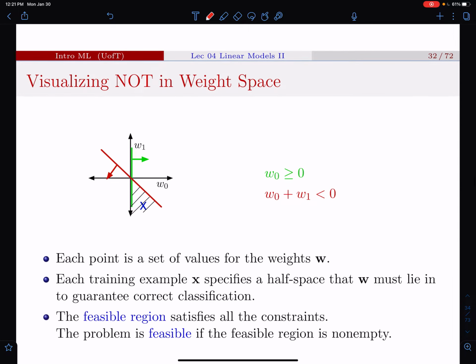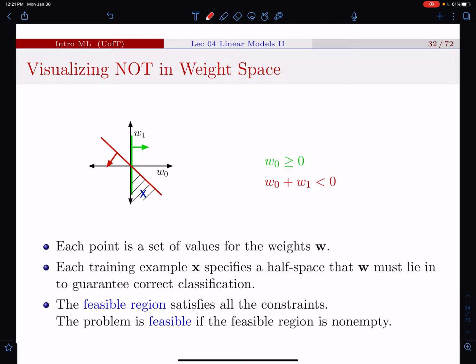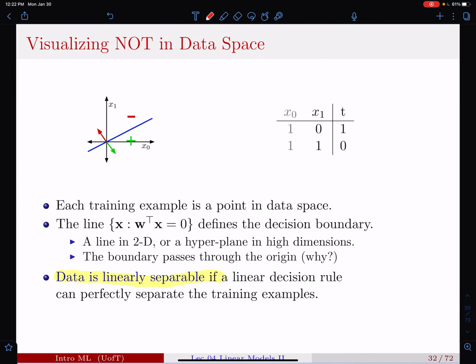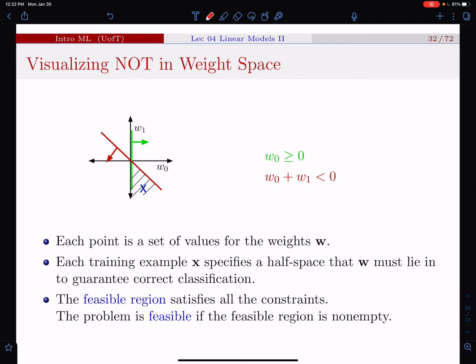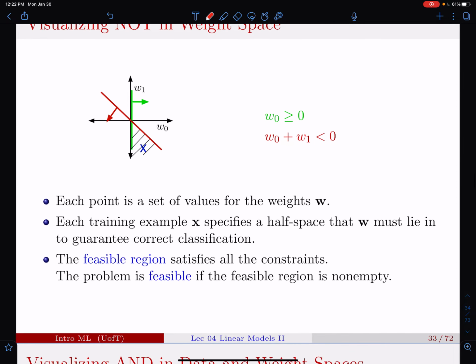We can also visualize the constraints in weight space. I think this is a more accurate drawing of what I tried to sketch before with W0 and W1 placed in their more logical locations. Each of these specifies a constraint, and the overlapping constraints specify a feasible region, where your weights have to be selected from to separate the two examples. And we have a few more terms here. The problem is considered feasible if the feasible region is non-empty, and a feasible region is a region that satisfies all the constraints. So when it's linearly separable, that means the feasible region is non-empty as well.